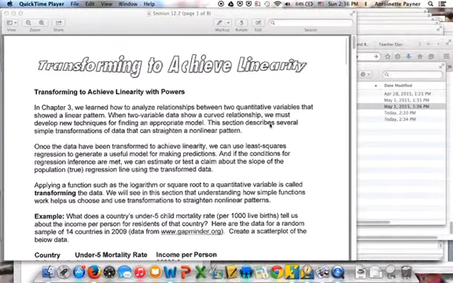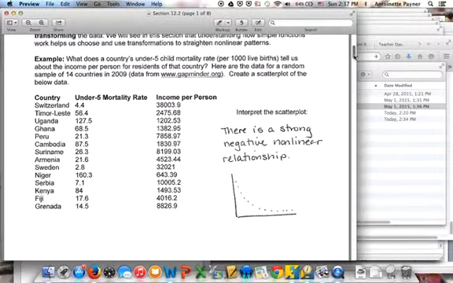Alright, the last section in Chapter 12 is about how you can transform data to achieve linearity. So sometimes when you're looking at data, it's not linear. So here's data. We have the country's under 5 child mortality rate per 1,000 live births, and then here's the income. If we type all those in and look at a scatter plot, you would see a strong negative nonlinear relationship. It actually looks like this.